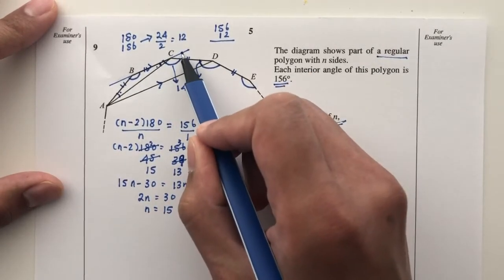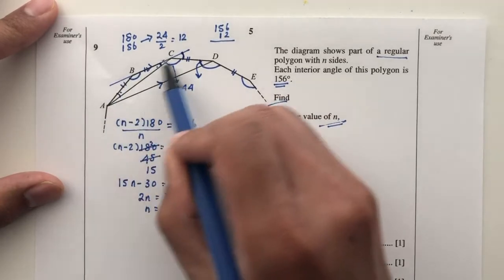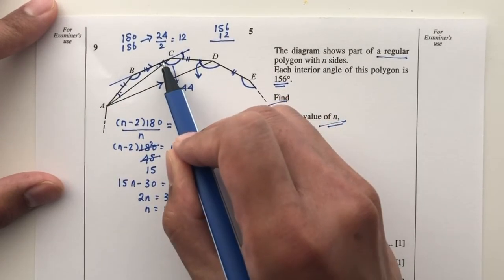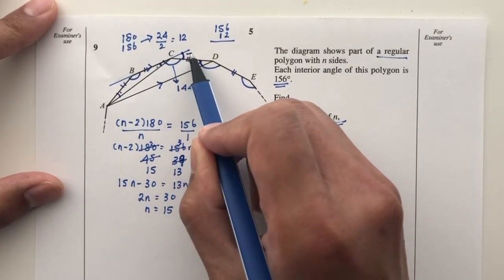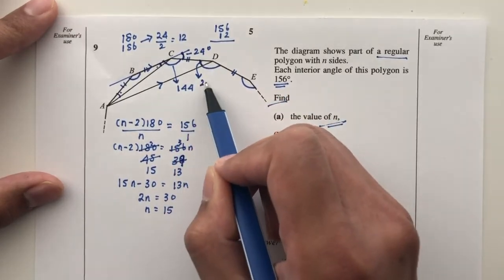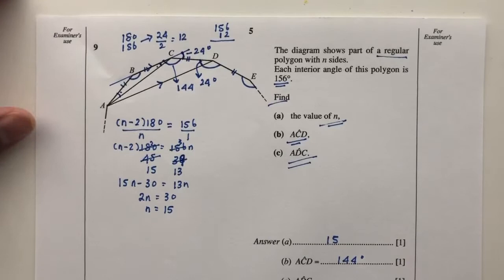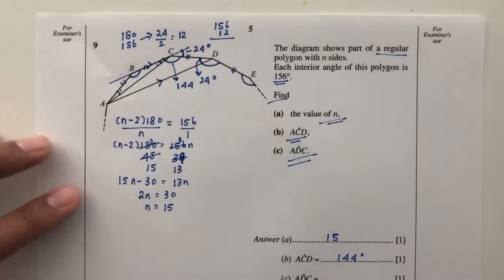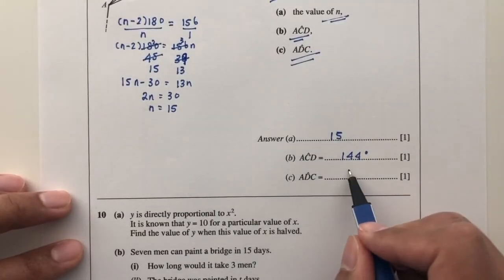So this angle here is equal to what? We know that this is a straight line. This is 180. We know this is 156. So this needs to be 24. If this is 24, this also will be 24 by alternate angles of parallel lines. So this will be 24 as well.